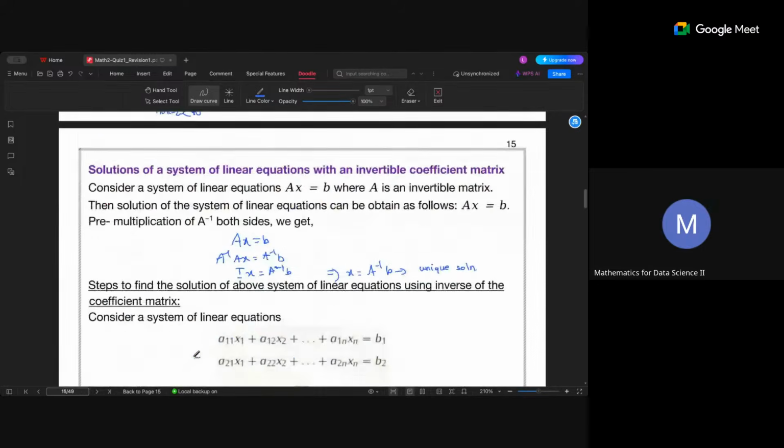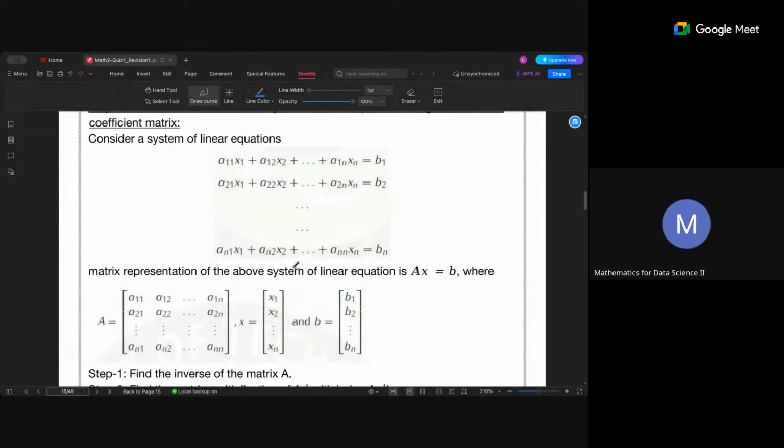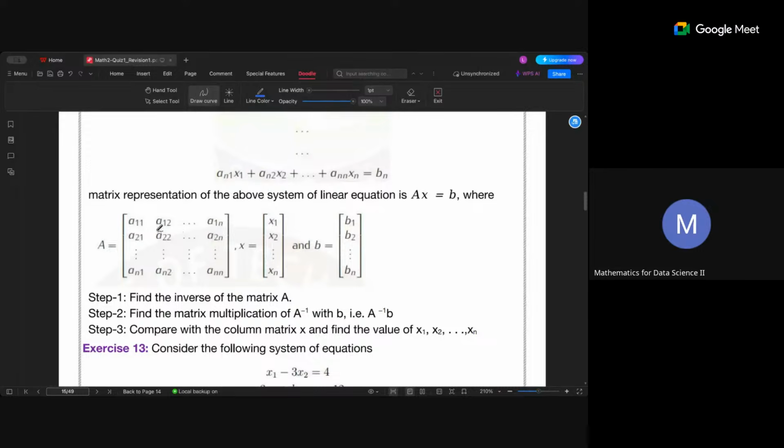Okay, fine. So the system of linear equations: if you have this, then write the system into matrix form, and then find the inverse, multiply B with A inverse, then in A inverse B, the elements here are the solutions for x1, x2, xn. Okay, fine.